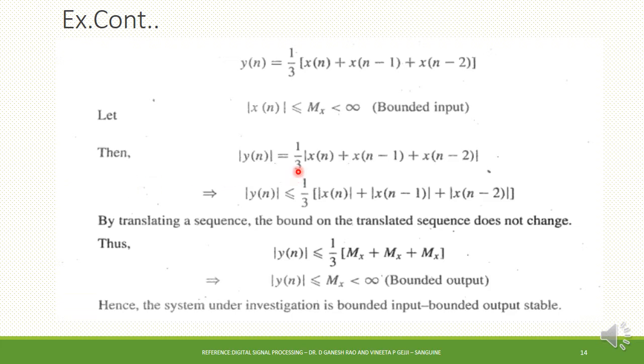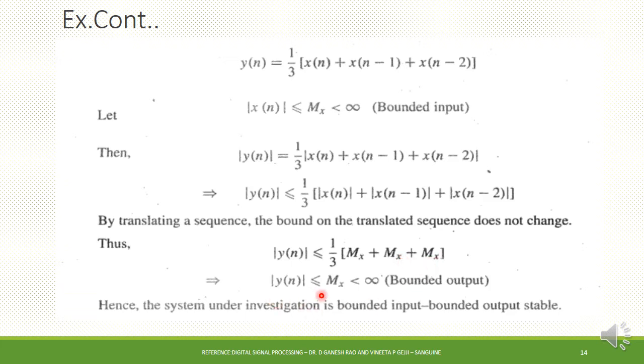Then y of n is equal to 1 by 3 times x of n plus x of n minus 1 plus x of n minus 2. This implies the modulus of y of n is less than or equal to 1 by 3 times the modulus of x of n plus the modulus of x of n minus 1 plus the modulus of x of n minus 2. By translating a sequence, the bound on the translated sequence does not change. Thus, the modulus of y of n is less than or equal to 1 by 3 times Mx plus Mx plus Mx.